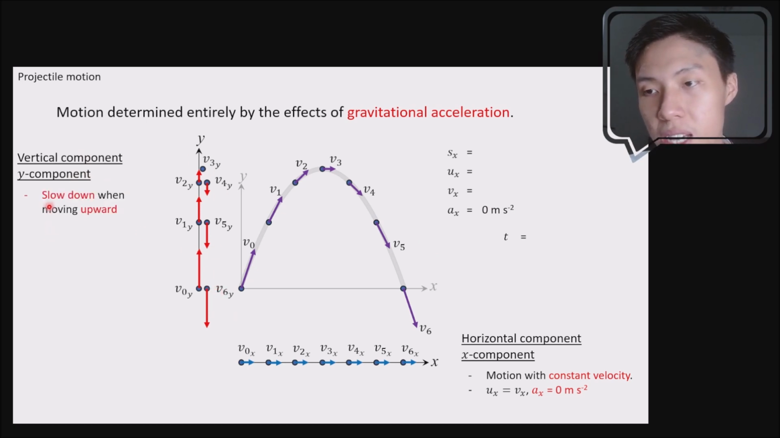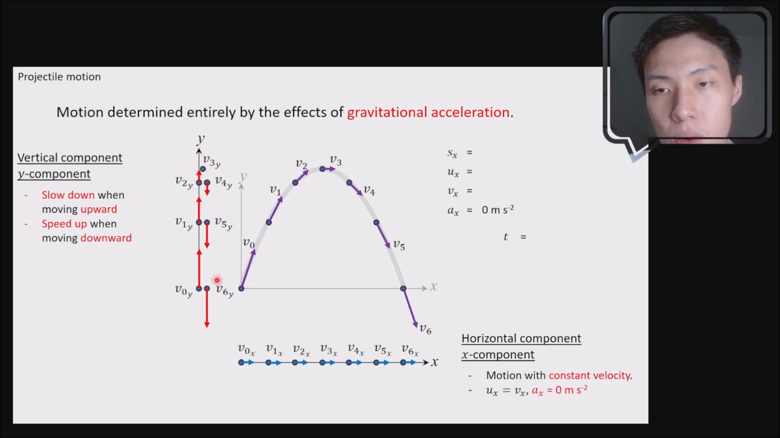Just now we mentioned that for the first portion of the journey, the object is slowing down. The distance traveled per unit time decreases. But for the journey going downwards, it's speeding up because the distance traveled per unit time increases. So if it slows down when it moves upwards and speeds up when it moves downwards, what conclusion can we make about the acceleration? We know that the acceleration must be non-zero because the velocity changes.